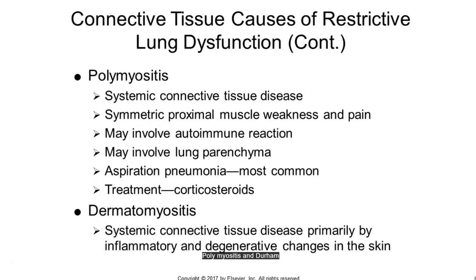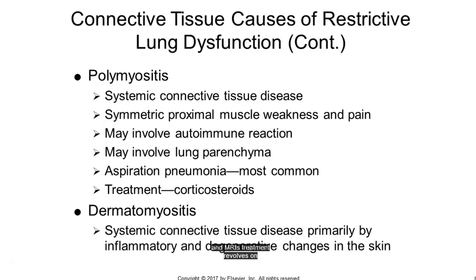Polymyositis and dermatomyositis are both systemic connective tissue diseases, with polymyositis showing muscle weakness and pain and pulmonary symptoms of respiratory muscle dysfunction and aspiration pneumonia. Dermatomyositis generally shows up as inflammation and skin changes. Tests include muscle biopsies, EMGs to measure muscle activity, and MRIs.